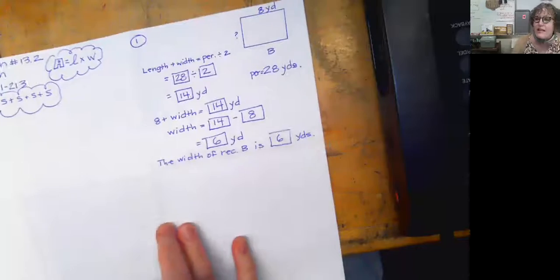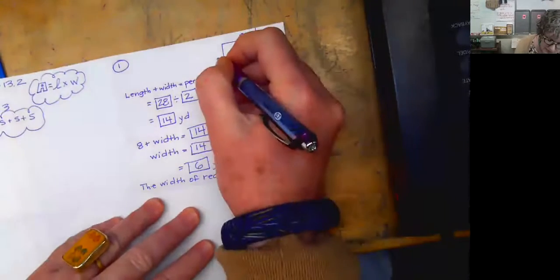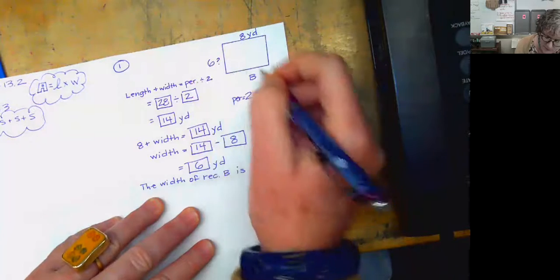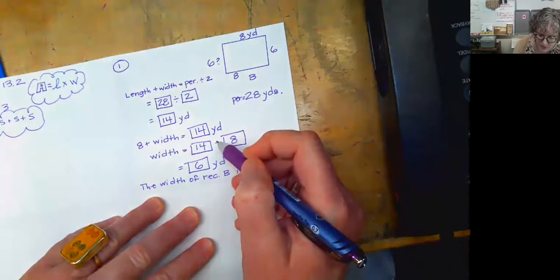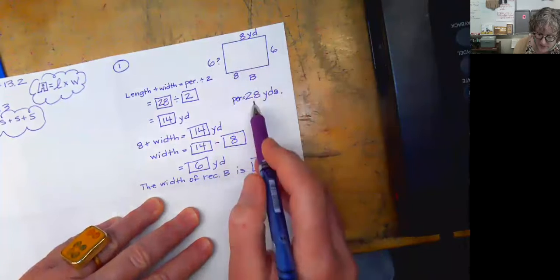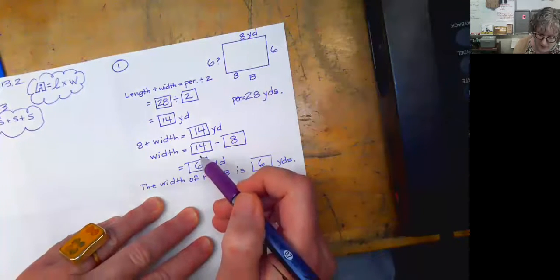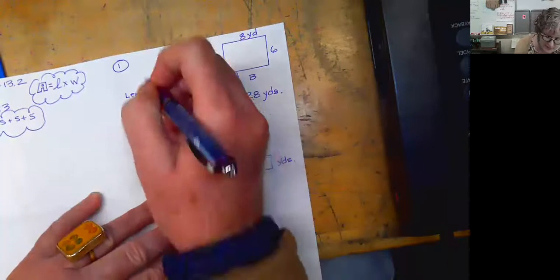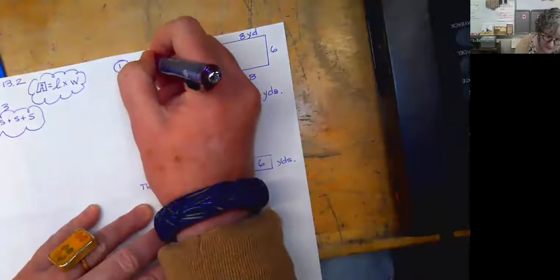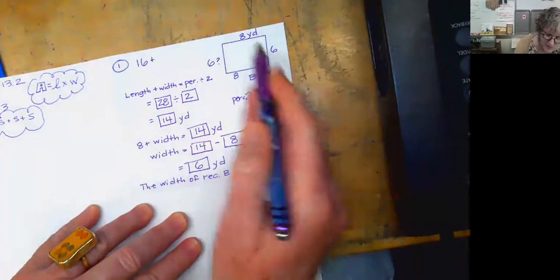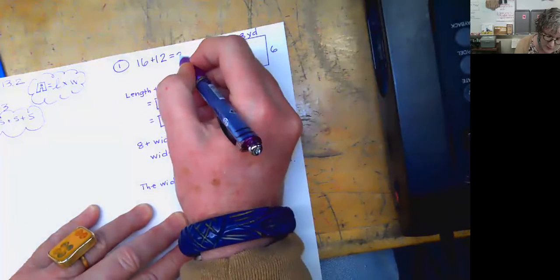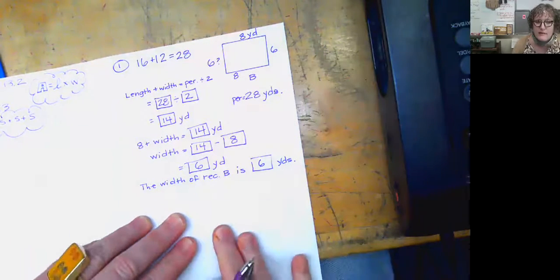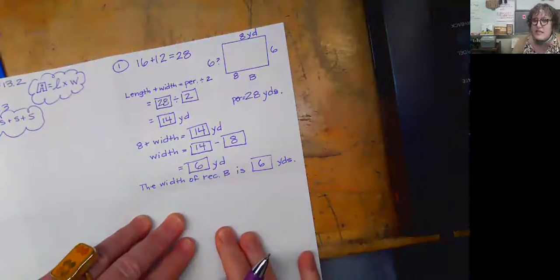Now let's plug that in and check to see if we got it right. So if we know that this is 6, and this is 8, and this is 6, we should be able to add all of them together and get 28, right? In theory, 8 plus 8 is 16, and 6 plus 6 is 12. And when we add those together, we get 28. So we did it correctly. So that was pretty easy.